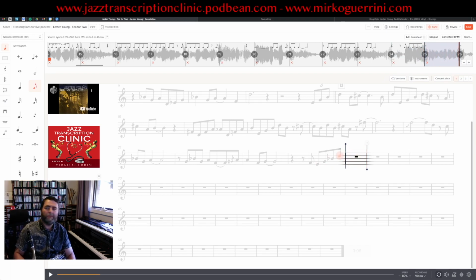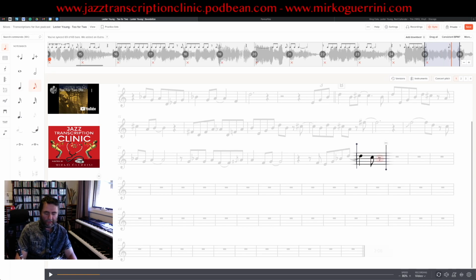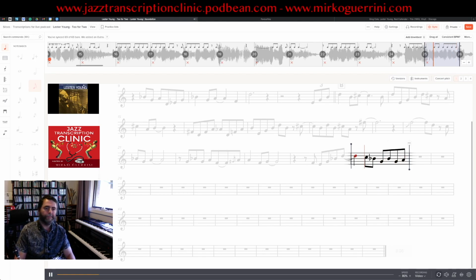1 2 and 3 and 4, 1 2 and 3 and 4 and. So crotchet at the start, 3 and all quavers, and then flat.